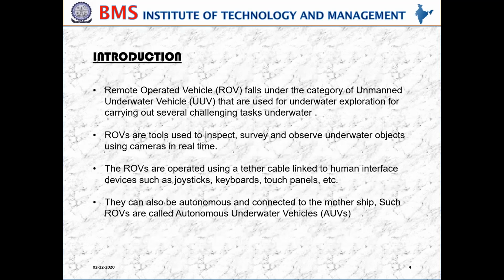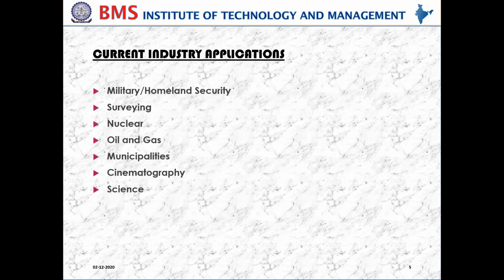So coming to the introduction, what is an ROV? An ROV is an unmanned underwater vehicle, which means that it's just like a drone, but it goes underwater. So it's used for inspecting, surveying, and observing underwater objects using cameras and sensors.